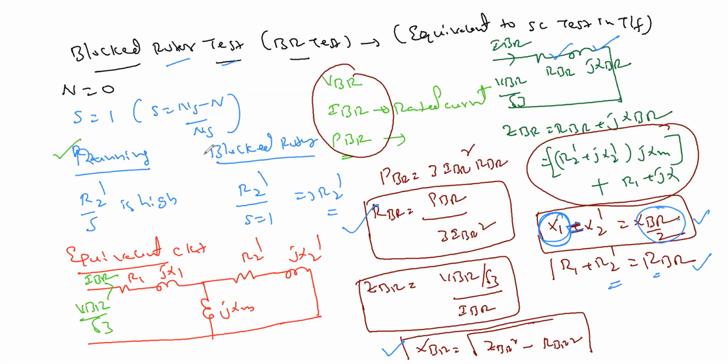Since the BR test is operated at low voltage, frequency should be reduced. Supply frequency should be reduced such that V by F is constant.